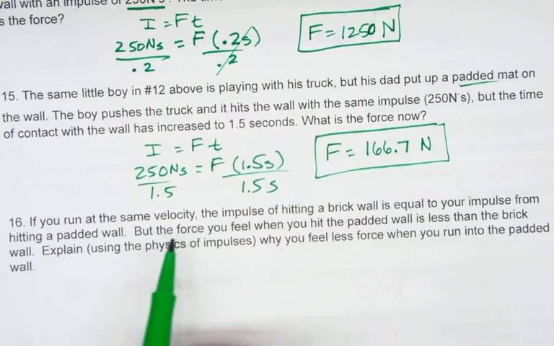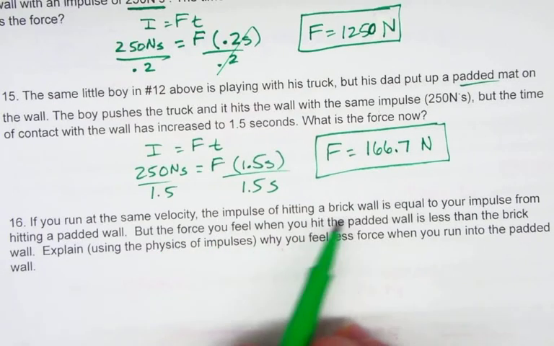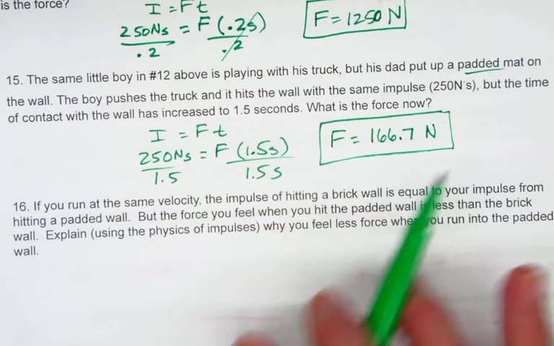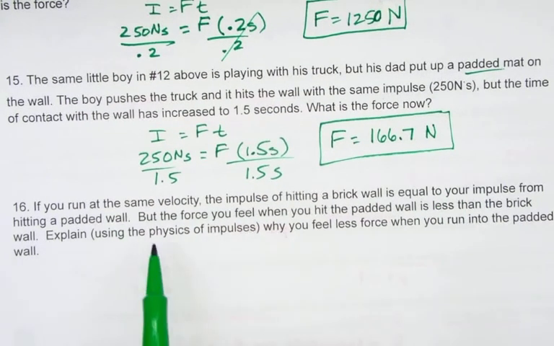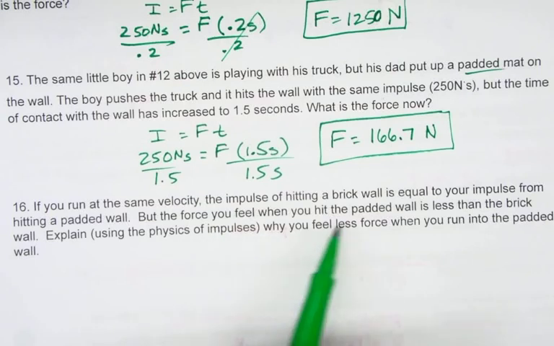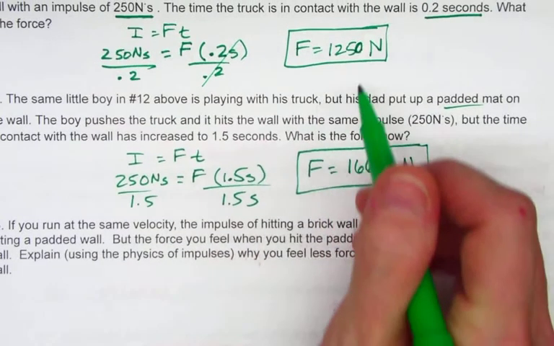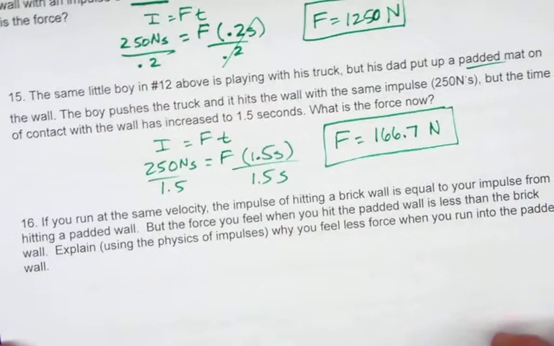If you run at the same velocity, the impulse of hitting a brick wall is equal to your impulse from hitting a padded wall. All right, so that change in velocity is the same. But the force you feel when you hit the padded wall is less than hitting the brick wall. Explain, using the physics of impulse, why you feel less force when you run into the padded wall. Okay, so we're going to go back to this idea, okay?